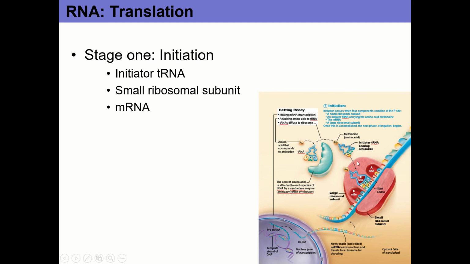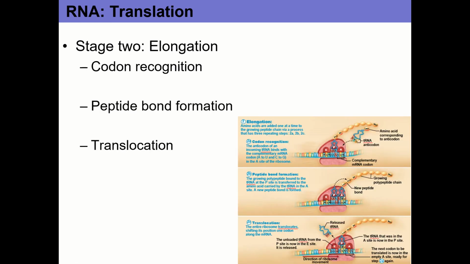Once they find that start signal, then the large subunit of the ribosome attaches. And now we're actually ready to assemble our protein. So we've got our initiator transfer RNA, mRNA, and then the small subunit. And now, once we've found that start signal, we're ready to start assembling a protein. So that's the initiation. Stage 2, elongation, is effectively assembling the protein.